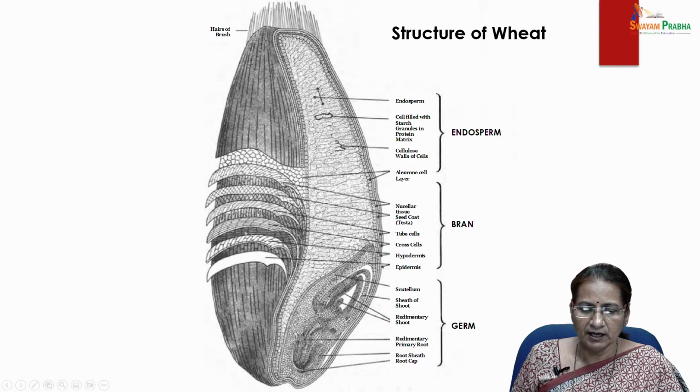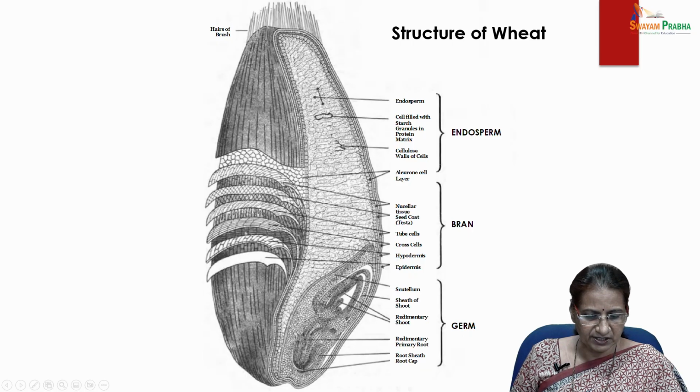Endosperm has an aleurone layer which separates the bran from the endosperm, then cellulose walls of cells, then cells filled with starch granules in protein matrix and endosperm. This is known as endosperm. The whole of this portion you can see is endosperm.